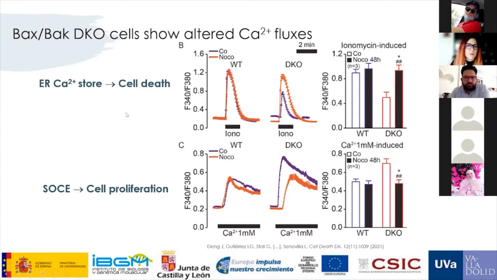The other measure that we can do is store operated calcium entry, calcium from outside to the cytosol. And this is an indirect measure of cell proliferation. That means that the cells that have higher store operated calcium entry are able to proliferate more than the other ones. And in fact, what we observe in the DKO cells at basal level is that these cells have more store operated calcium entry. That means that they are able to proliferate more.